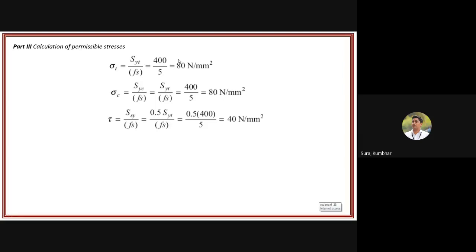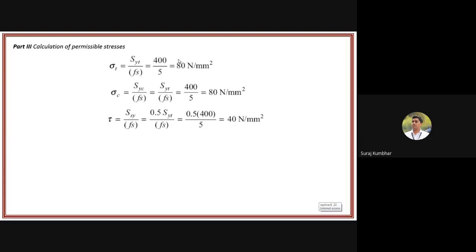Up to this, are you all getting this? Up to the permissible stresses, how the permissible stresses come? Please, all of you, do you understand this? Yes, Akshay, More, Abhinav. Yes, all of you, do you understand how the permissible stresses come?